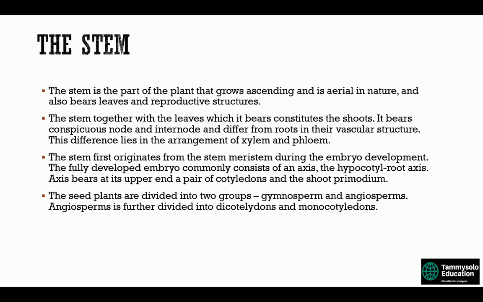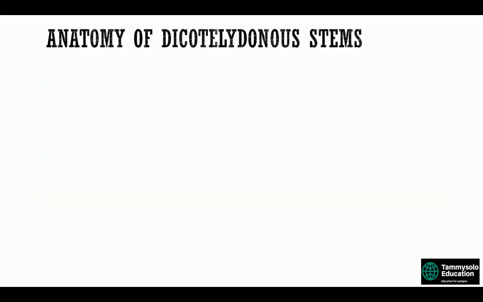The seed plants are divided into two groups: the gymnosperms and the angiosperms. Remember I told you gymnosperms are plants that have naked seeds, while angiosperms are plants that have seeds with some covering on them. Angiosperms are the focus of this crop anatomy lecture, because we are talking about crops, those plants that are deliberately cultivated for man's consumption. Angiosperms are further divided into dicotyledons and monocotyledons. Now let's look at the anatomy of dicotyledonous stems.